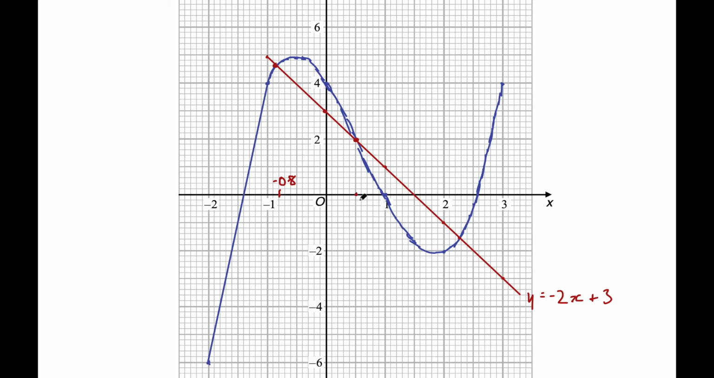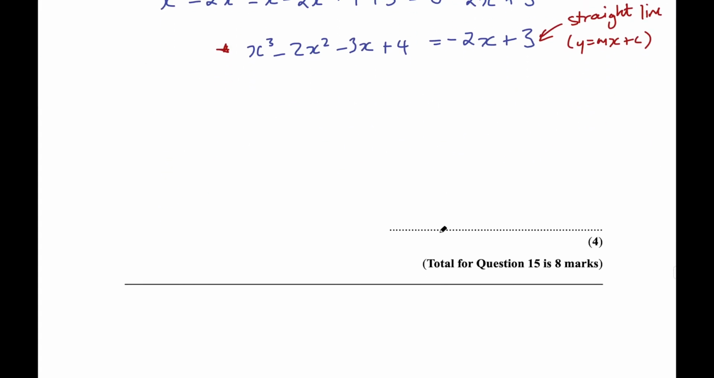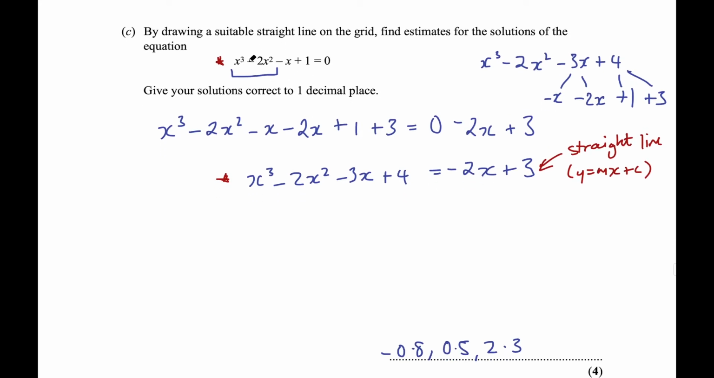This one I'm going to say is at 0.5, and this one here I would say is about here on the x-axis at 2.3. Okay, so they are my x values for where the line crosses this cubic. So the solutions then are going to be negative 0.8, 0.5, and 2.3. And remember, you just need the x values because you're looking for the solutions to this.